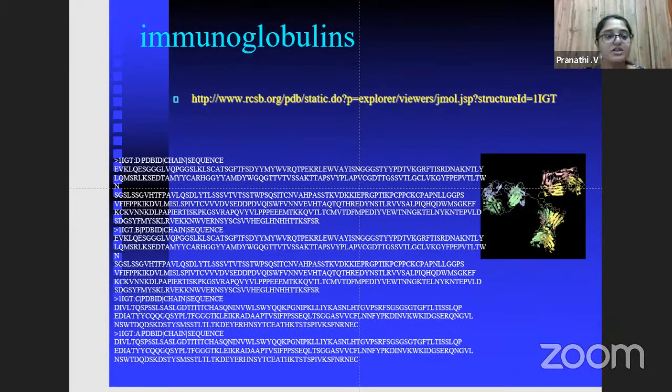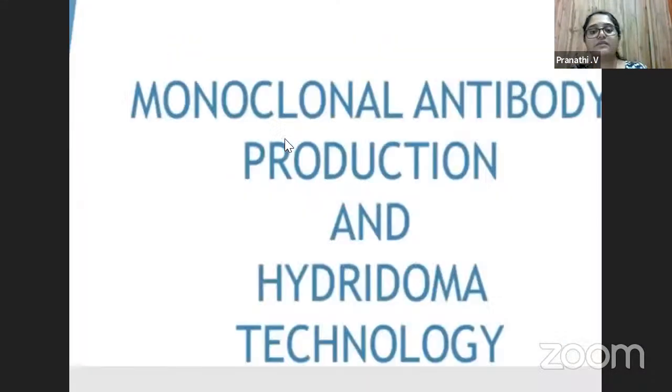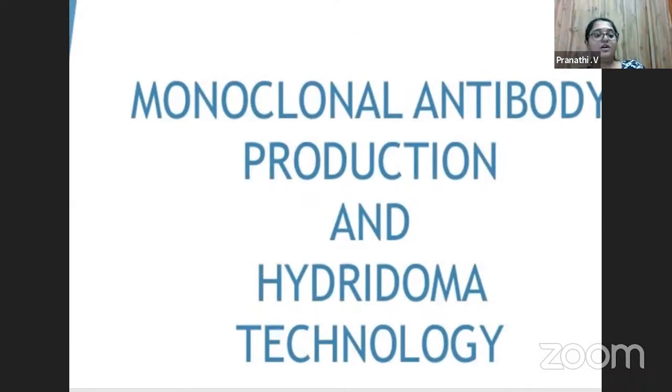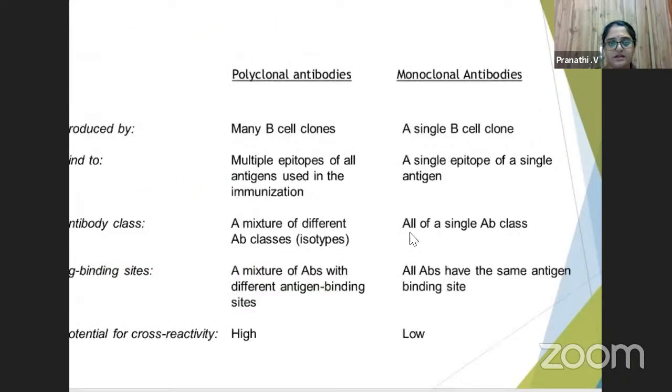Now we have applications of monoclonal antibodies that I'll have to deal with. So we'll just have a look at it briefly and then I'll go to the second topic right now. So what are antibodies? We have seen that monoclonal antibodies come from one single type of cell. They are known as monoclonal because all of them come from one single parent cell. Polyclonal, depending upon the cell lines that are present, they are known as polyclonal antibodies, and they have different amino acid sequences.